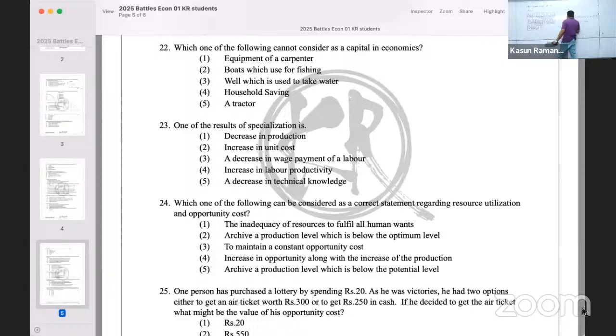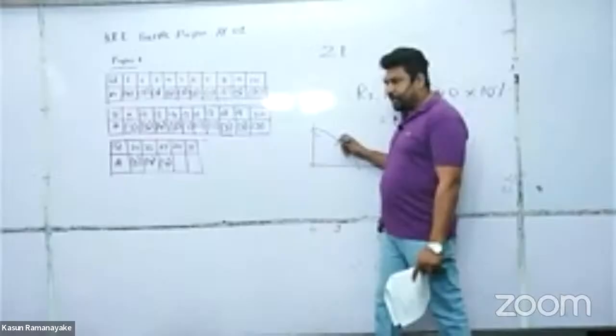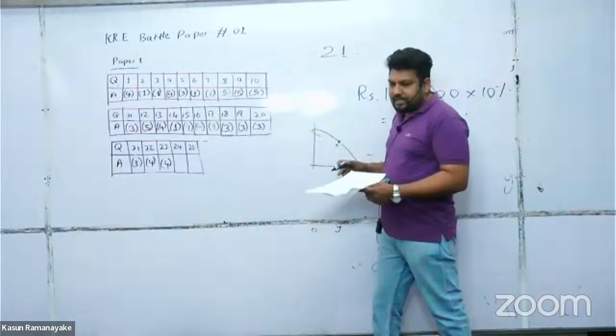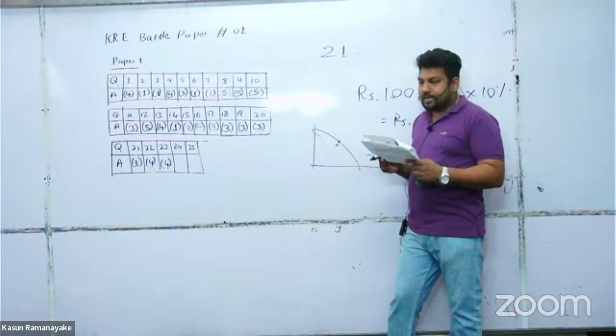Below the potential level on the PPC, there is no opportunity cost here. The correct statement regarding resource utilization and opportunity cost is inadequacy of the resources to fulfill the human wants. That means the resources are not adequate. All the resources have been used. Therefore, the most correct answer has to be the first one. Right? You have to go with the first one.